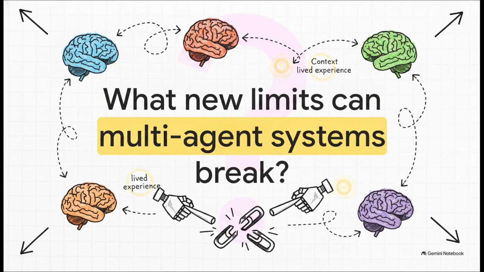So I'll leave you with this final thought. We are stepping into an era where AI models act a lot more like a seamless team of specialists rather than single isolated brains. When these distinct models can just instantly teleport their context and lived experience to one another in milliseconds, passing the baton without ever dropping it, what entirely new limits are these multi-agent systems going to break? It's a wildly fascinating future, and it definitely just got a whole lot closer.